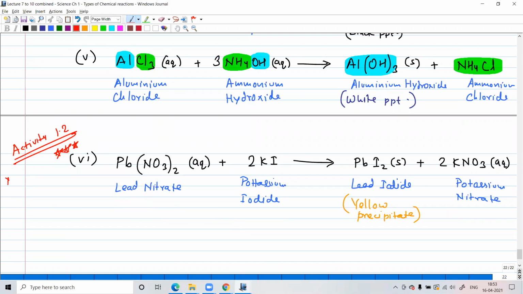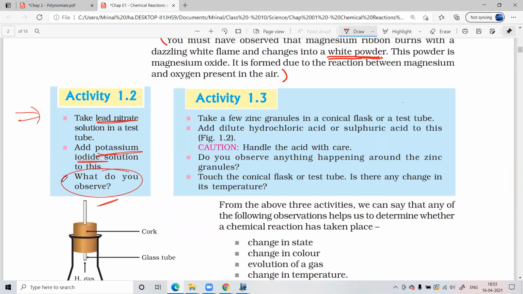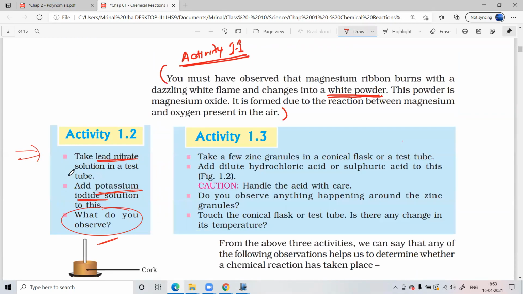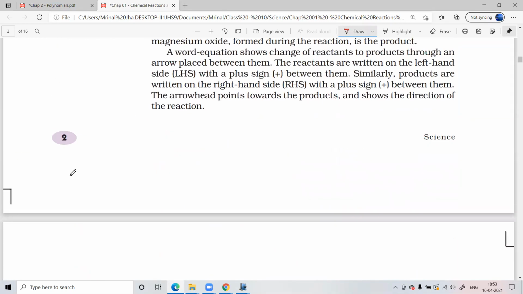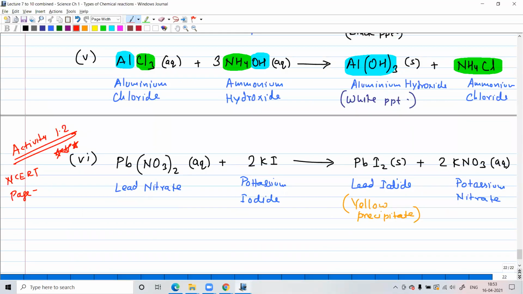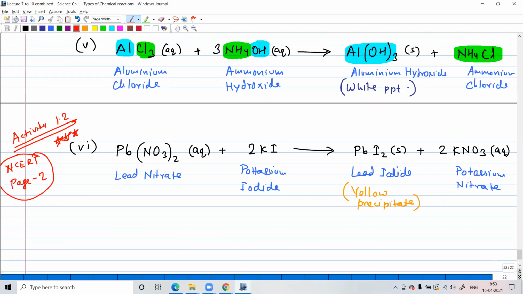So I will write it as NCERT page 2. So when you want to write that reaction, they might ask you. So this is the one. This is a double displacement reaction, also a precipitation reaction, and a yellow precipitate is formed over here: lead iodide.